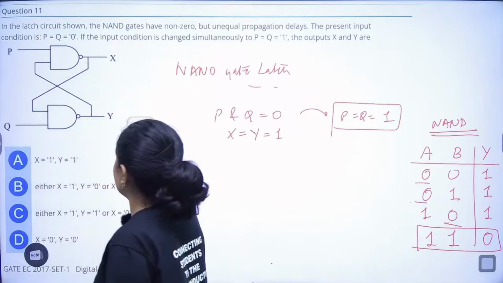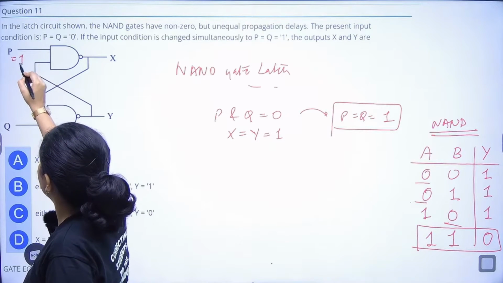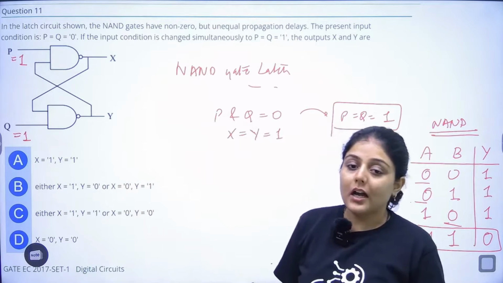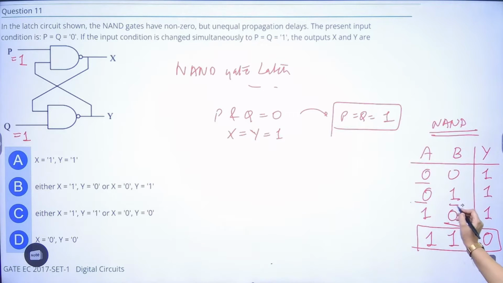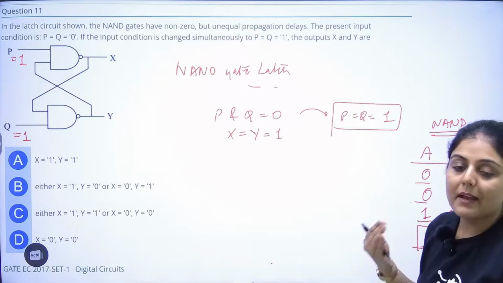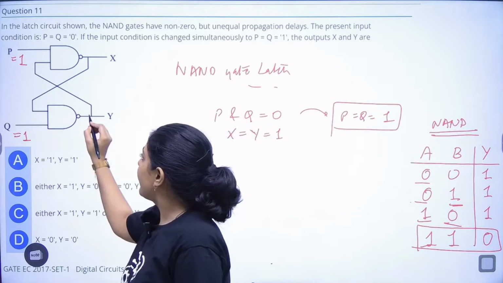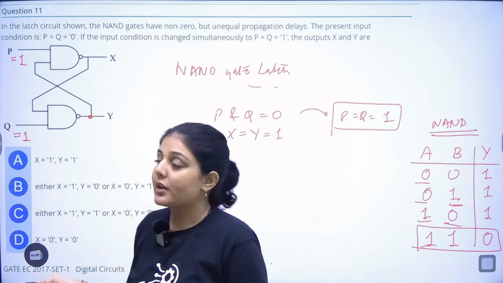Instead of 0, 0, the values of p and q are equal to 1 and 1. Now in this case, both 1 and 1, that can be any possibility. If any of the input is 1, the output may or may not be 0 or 1. Okay, both are the cases. So that depends on the other input, the next input.